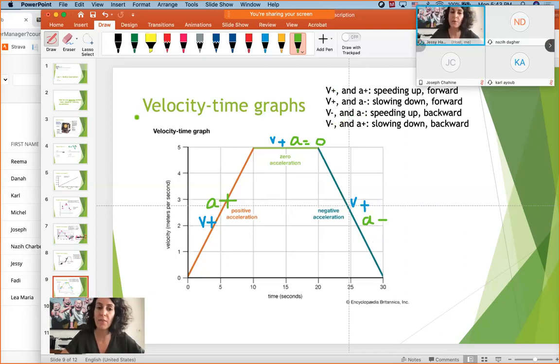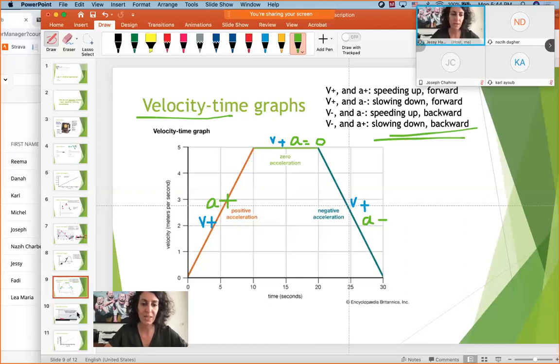So every time you have a velocity time graph, please take your time to write the V's and the A's, then come up with a description, okay? Otherwise, it's going to be confusing. So all this is a forward motion, speeding up, then constant, then slowing back down to rest, okay?